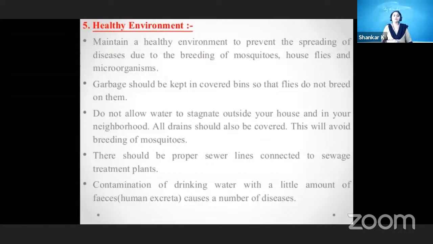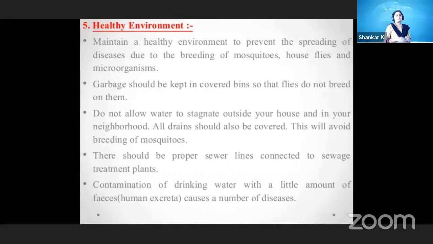The next, do not allow water to stagnate outside your house. Stagnate means what? You wash your clothes and wash your utensils. After that, there will be some pits around your house. That water goes and stays in that pit.